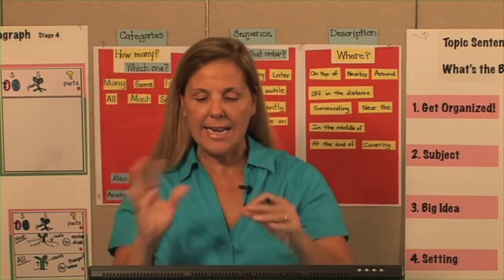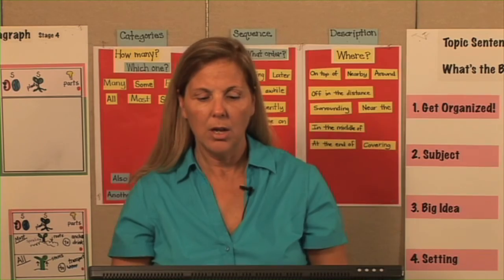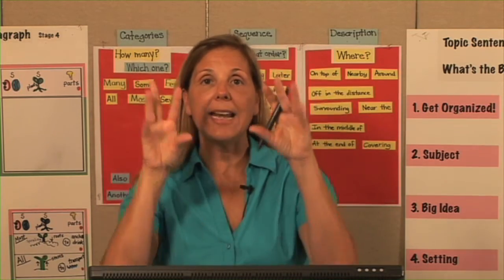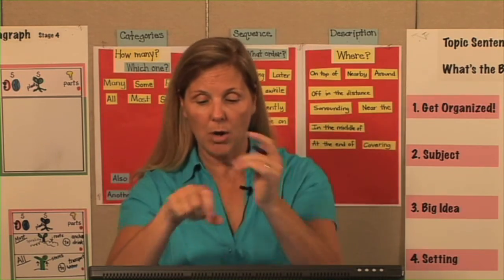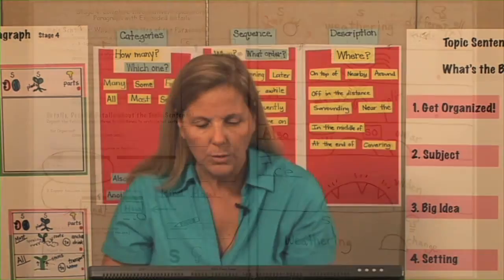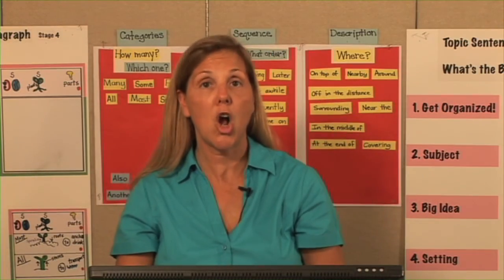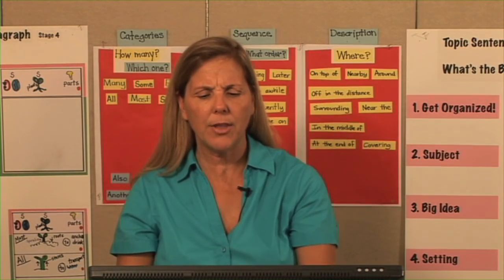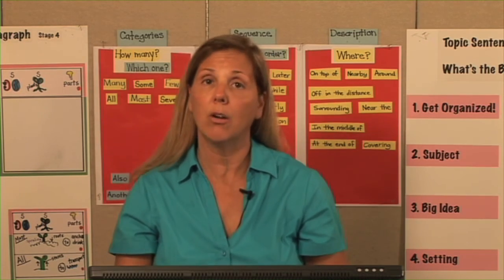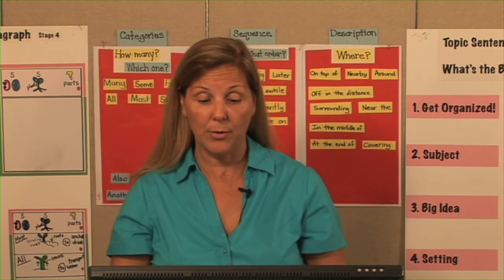The rain and waves wear away a rock. Or, also, the rain and waves hit a rock. So we capitalized also. Oh, that's a transition that we got from our transition wall. So what do we need? A comma. Why didn't we put a comma after the A? Because it's not a transition. Okay, so we have also. That's telling us another type of weathering.